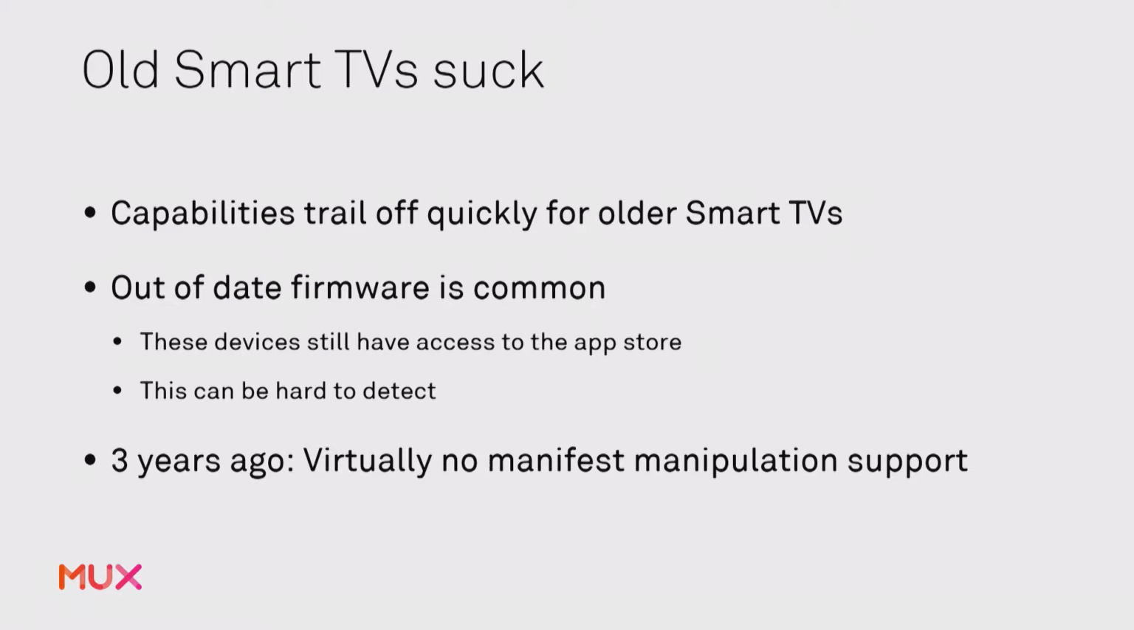The capabilities trail off really quickly. Out-of-date firmware is common, and manufacturers just don't care once it's in your living room, really. But these devices are still in the app store. You might actually not even be able to upload an app onto the app store for some of these. And this can be really hard to detect meaningfully. 3 years ago when I started doing SSAI stuff, there was pretty much no manifest manipulation support out there.